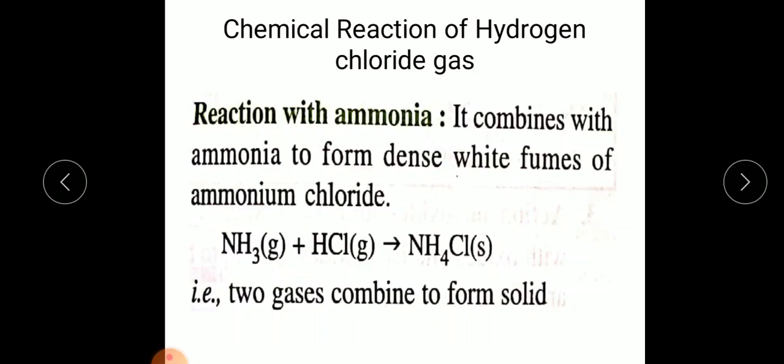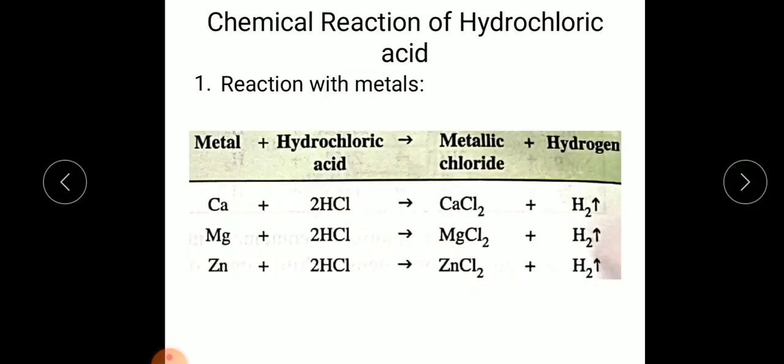When hydrogen chloride gas combines with ammonia, it forms dense white fumes of ammonium chloride. When ammonia gas reacts with hydrogen chloride gas, it forms a solid, which is ammonium chloride. So that is two gases combined to form a solid. Next we will see the chemical reactions of hydrochloric acid.